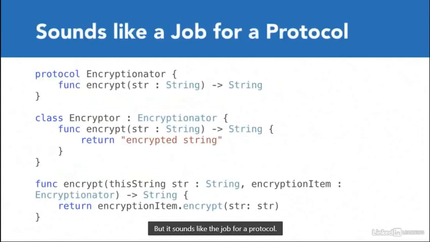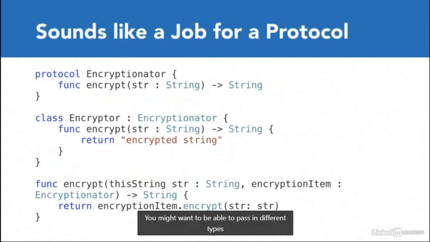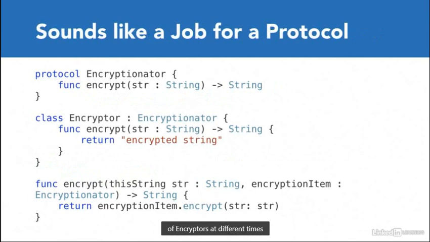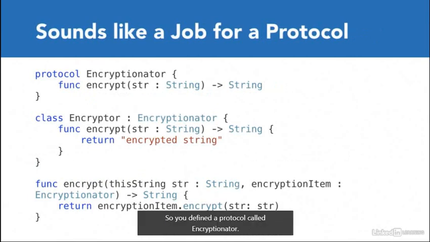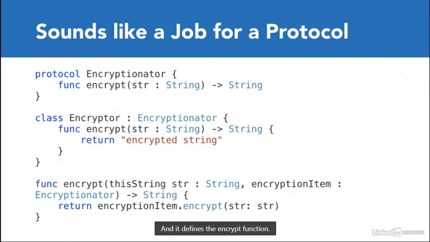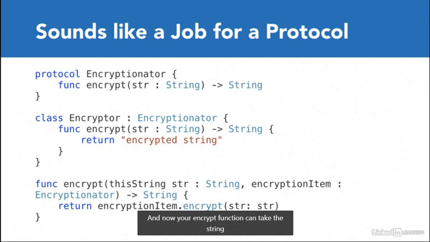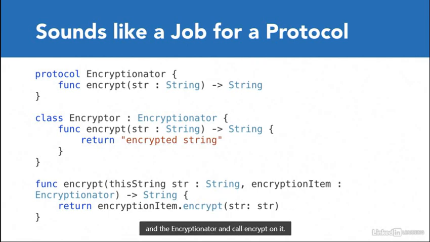But it sounds like the job for a protocol. So you might want to be able to pass in different types of encryptors at different times, depending on the encryption you're using. So you define a protocol called Encryptionator, and it defines the encrypt function. Your Encryptor already implements that function, so it just has to claim that it implements Encryptionator as a protocol. We're all fine there. And now your encrypt function can take the string and the Encryptionator and call encrypt on it. So it sounds like we're doing a lot just to really get down to that function.